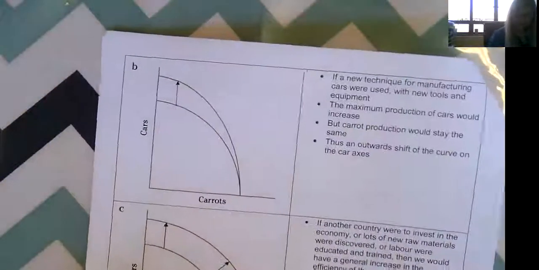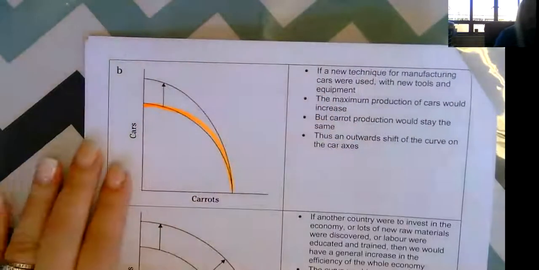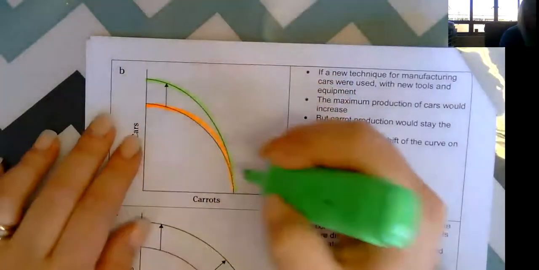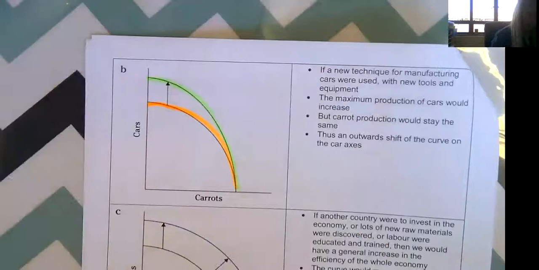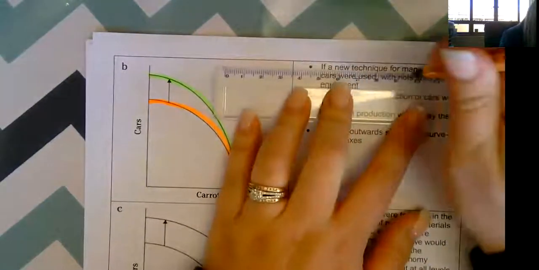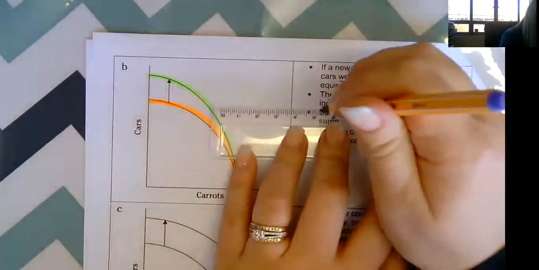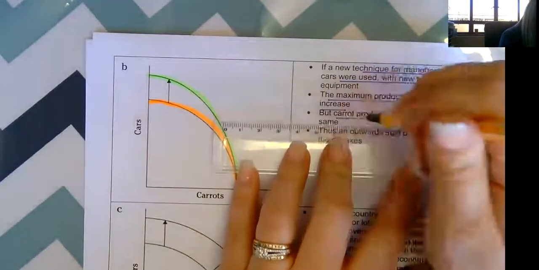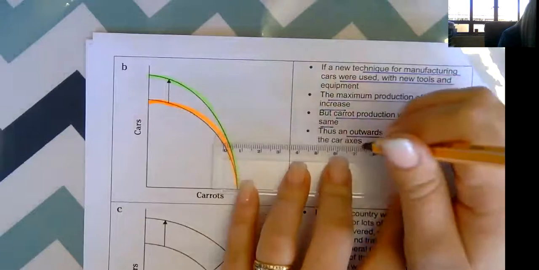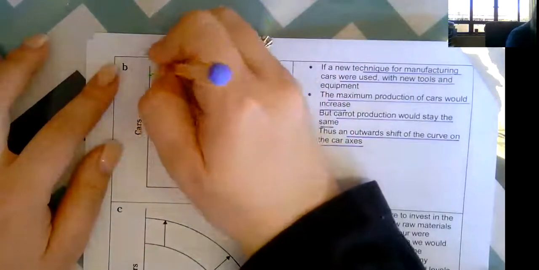Okay, the next one, we have our original curve between cars and carrots. On this curve, you can see there's been an improvement in the production of cars. So there's new manufacturing of cars being used. So there's new tools and equipment. That means you can produce more cars, more quickly, with the same amount of effort, but carrots stay the same. So that shows only an outward movement on the cars part.